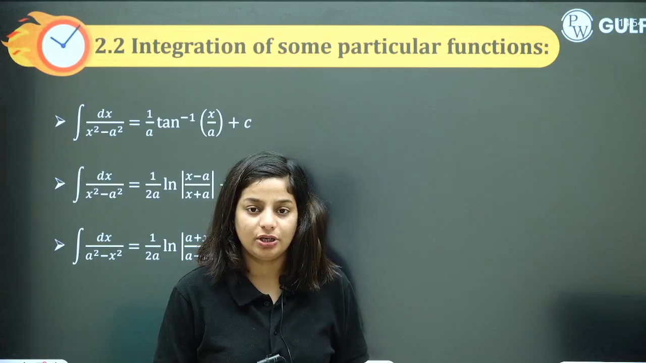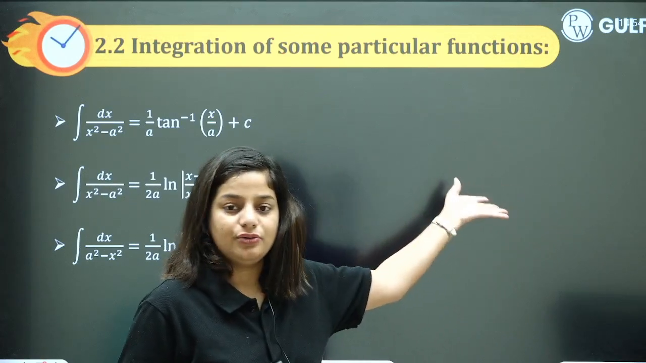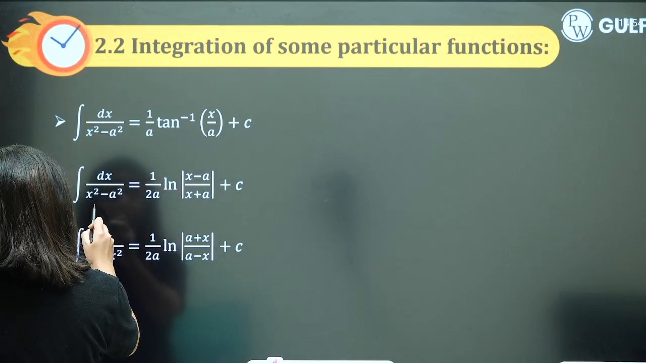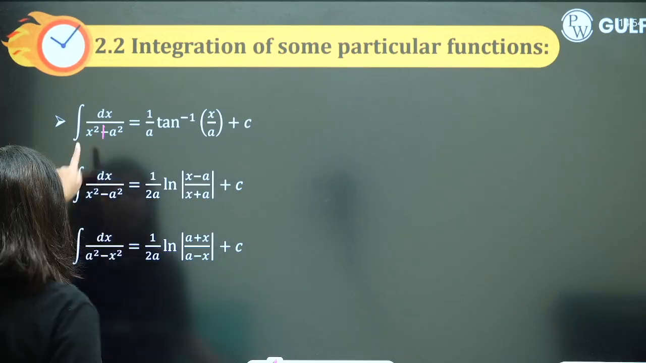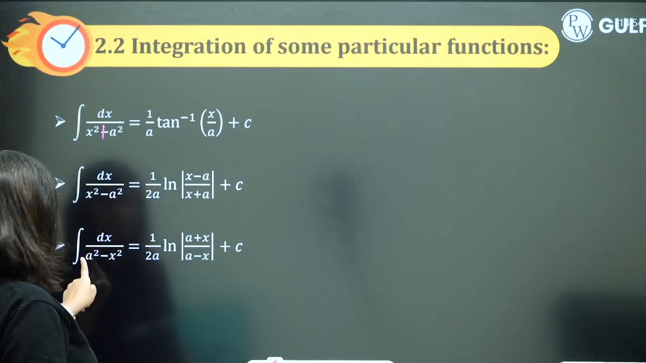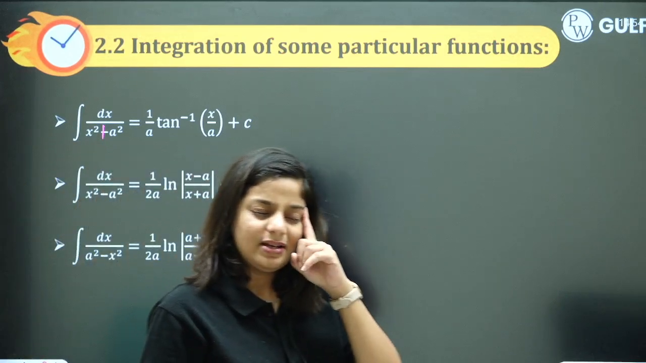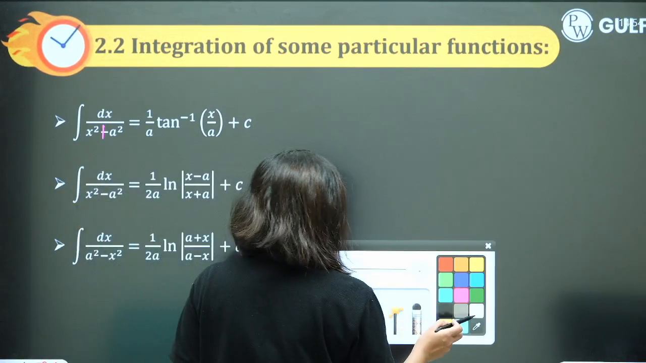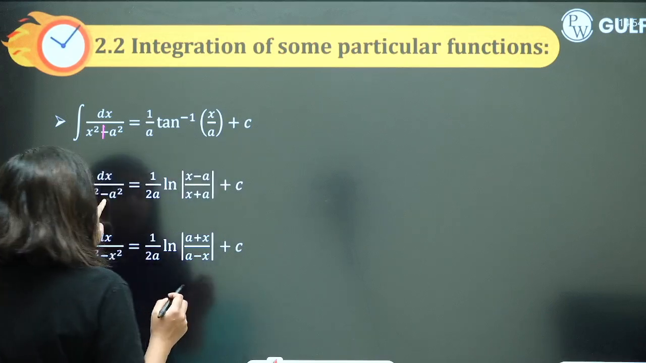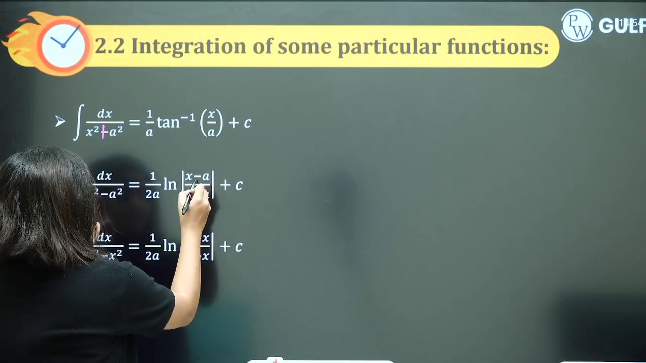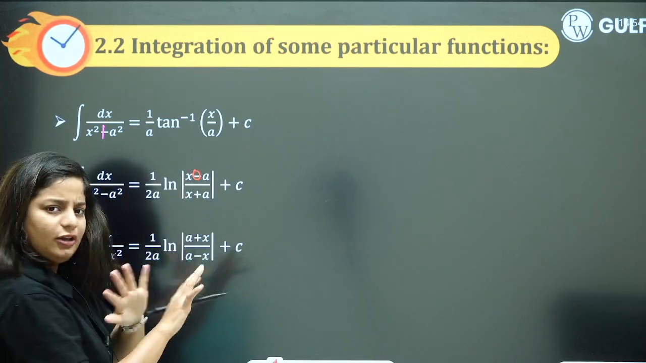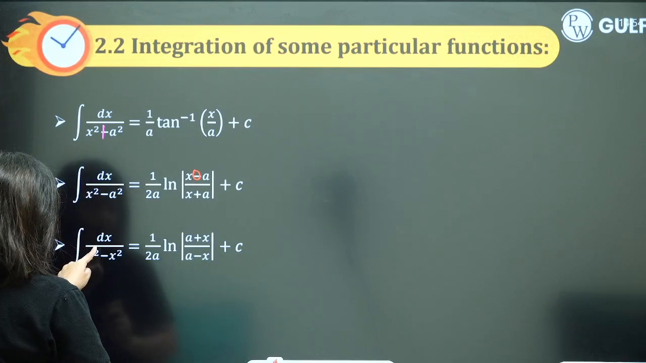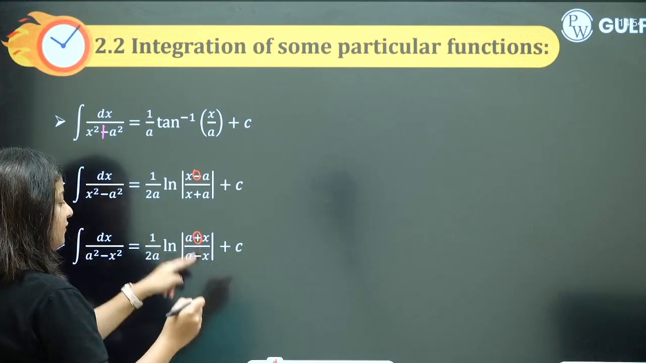Now we move on to particular functions. Actually, this formula was used in the previous question. 1 upon x square plus a square, 1 upon x square minus a square, 1 upon a square minus x square. Always the confusion is about the formula. So I am giving you a hint. Please remember this hint. Follow the sign of constant. If constant is negative, numerator will be negative, denominator opposite sign. If constant is positive, your a is positive, isn't it? Plus a square. So numerator positive, denominator opposite sign.